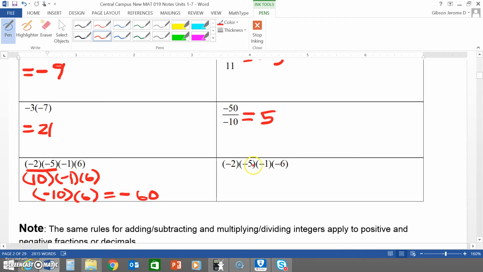Here, this is all multiplication. We count: we have 1, 2, 3, 4. That means your answer is going to be positive. So now we can do regular multiplication. 2 times 5 is 10. Times 1 times 6. 10 times 1 is 10. And then times 6 will give us a positive 60.